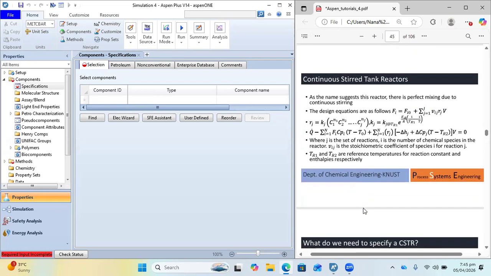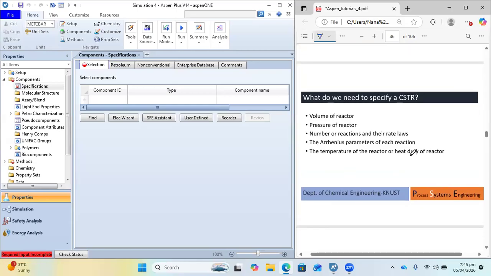And we're already familiar with the design equations when it comes to working with some of these reactors. So we are going to start with a CSTR. Right? So we know the material balance and the rate equations and then the energy balance equations. So we already know these things. Okay. When it comes to specifying a continuous stirred tank reactor, some of the things we'll need to put into Aspen will be the volume of the reactor, the pressure, then the reactions and their rate laws, and then the Arrhenius parameters, and then the temperature or maybe the duty. So you can work with either of them, right?